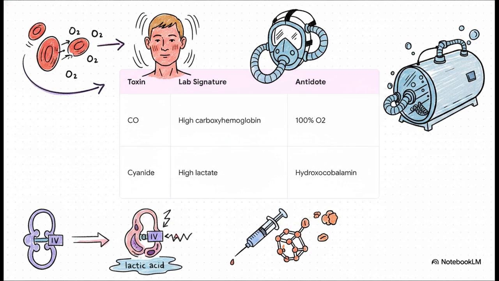Cyanide, though. Cyanide violently shuts down oxidative phosphorylation by binding iron in complex 4. You're going to see severe lactic acidosis, a narrowing arterial venous oxygen gradient, and rapid cardiovascular collapse. The antidote here requires actual chemical intervention, like hydroxycobalamin, to actively hunt down and bind the toxin.